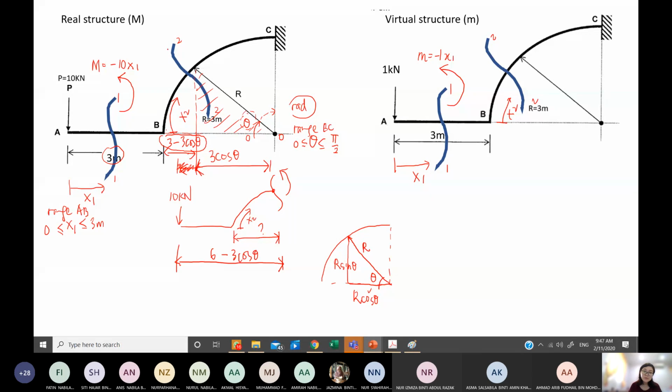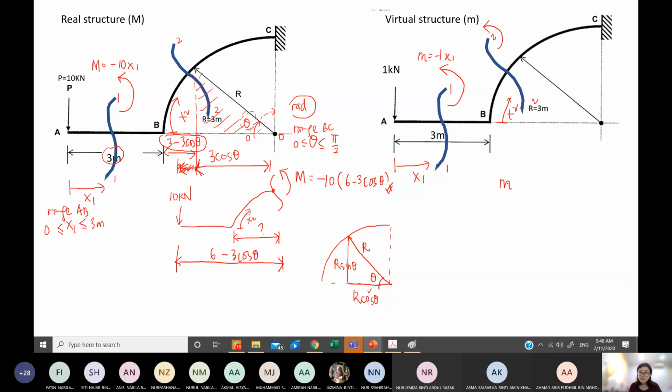Now I want to get my bending moment from this 10 kilonewton. So what is my equation? It will be 10 as the force, and then 6 minus 3 cos theta as the length, and then it is acting in the same direction, so it is negative. This is how you get the bending moment equation for this section 2.2. Similarly, you can determine it for your small m here. Because this is just a proportionate method, you can just divide the whole thing by 10.